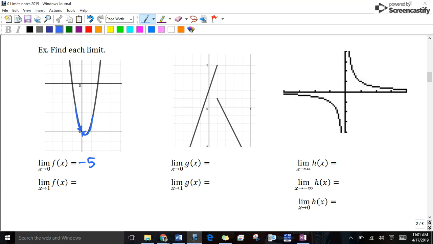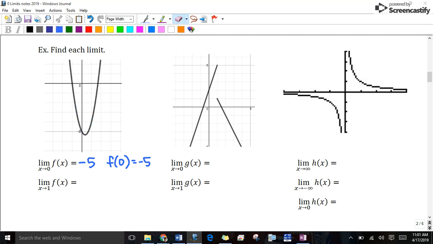And for this, because it is just a nice, smooth, uncomplicated function, you'll probably also note that if I asked you for f of 0, that function value, it is -5. So it's okay that they're the same thing. And a lot of times that will happen. I just want you to realize that it won't always happen. Okay, let's go to the limit as x approaches 1.